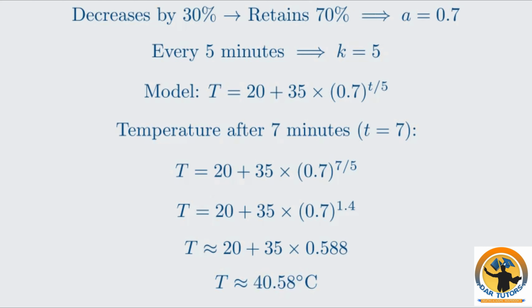degrees Celsius. This problem combines several concepts: a background level, an initial difference, and a percentage decay over a specific time period. We've seen how to assemble these pieces into a single model.